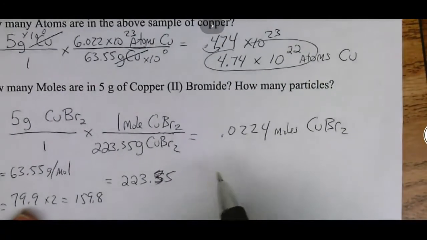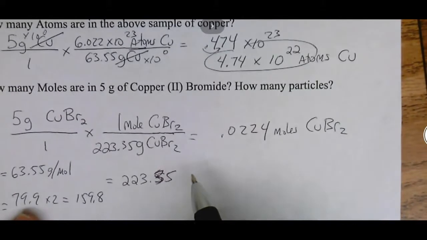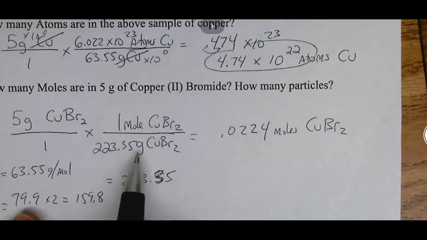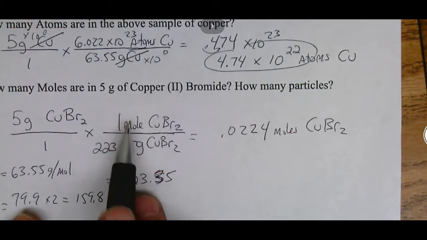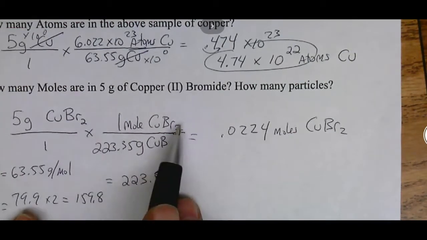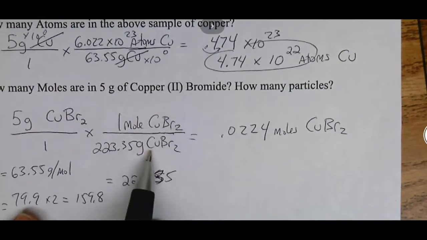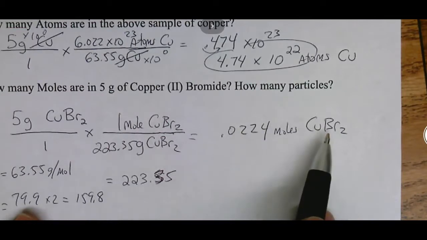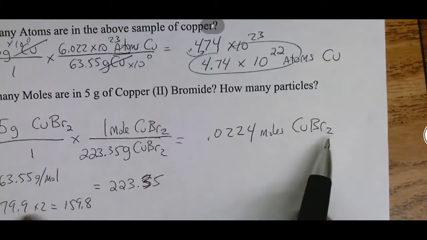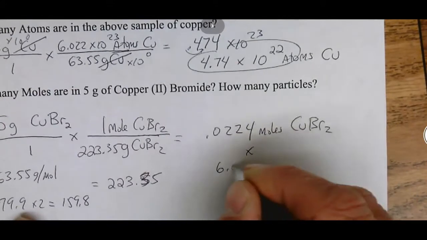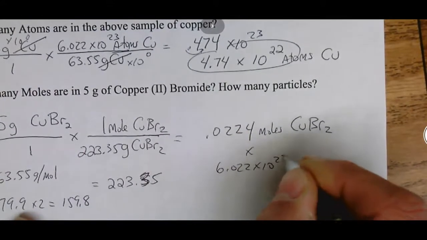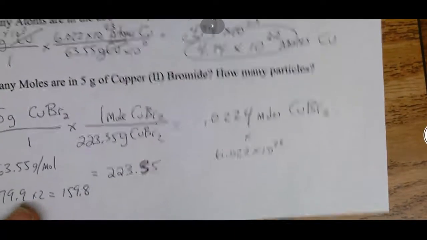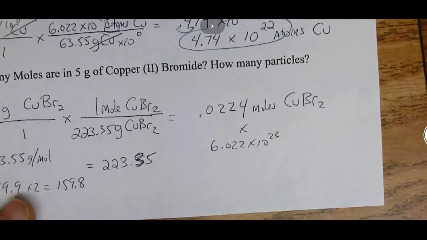Okay. Then if we wanted to just turn this into particles, right? We could either start over and do 5 grams, and instead of doing the grams over 1, we could do 6.022 times 10 to the 23rd over this. But really, we could just take this, because we know for each mole there is 6.022 times 10 to the 23rd. So we just multiply this number by 6.022 times 10 to the 23rd, and that'll tell us how many atoms we have. Or how many, not atoms, how many molecules, how many copper bromides do we have.